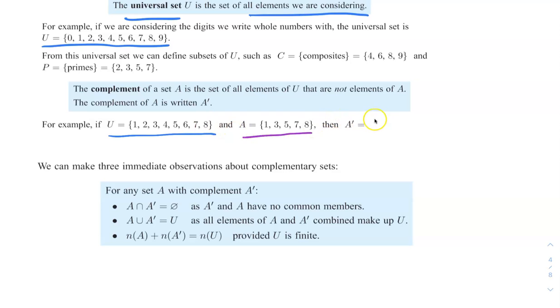So what's A prime, the complement of A? It's everything that's in the universe that's not in A, all the stuff A is missing. A doesn't have a 2, doesn't have a 4, doesn't have a 6. So that'll be my complement of A, right? Stuff that's in the universe but not in A. So that's A prime.